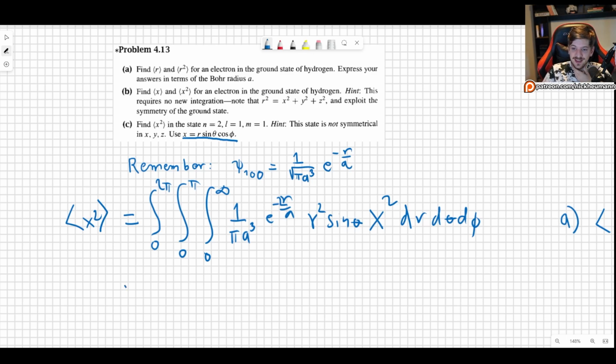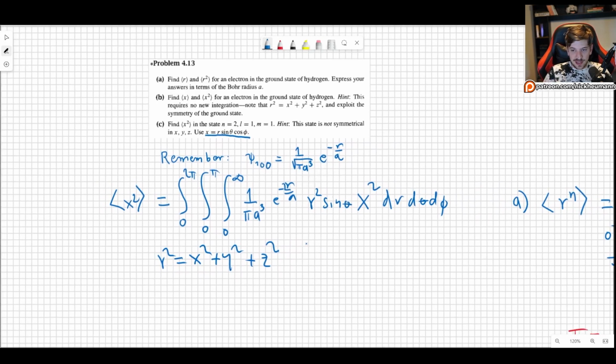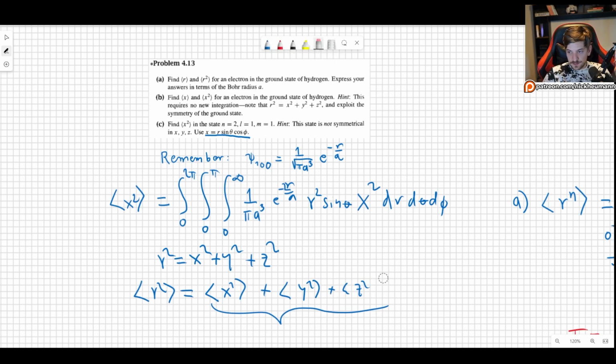Or you can keep in mind that r squared is equal to x squared plus y squared plus z squared. So we would expect that the expectation value of r squared would be the expectation value of x squared plus the expectation value of y squared plus the expectation value of z squared. But the ground state of hydrogen is symmetric in all directions, right? So that means that all of those three have to be the same. There is no preferred direction in the ground state. So it's simply 3 times this.